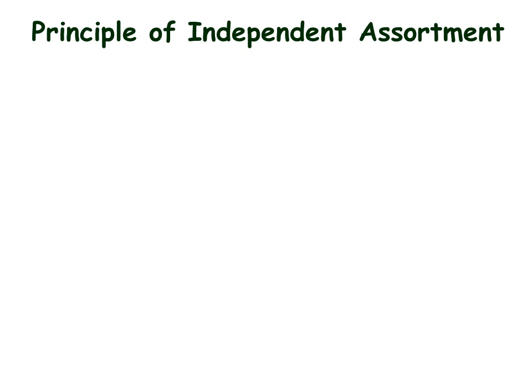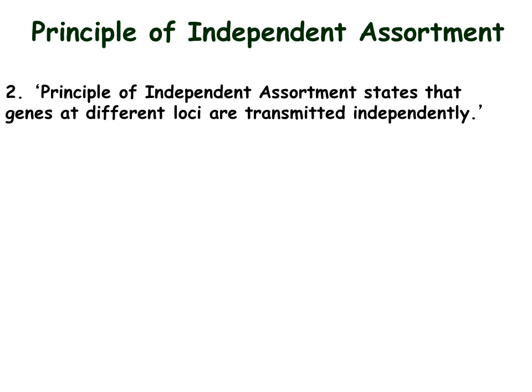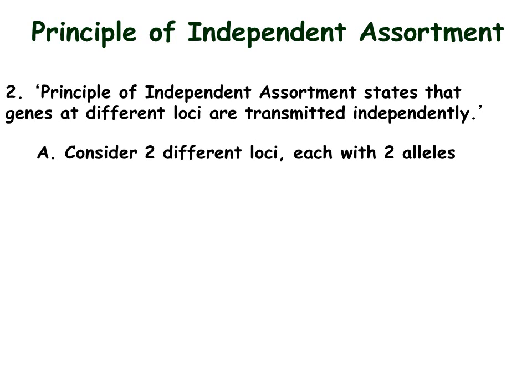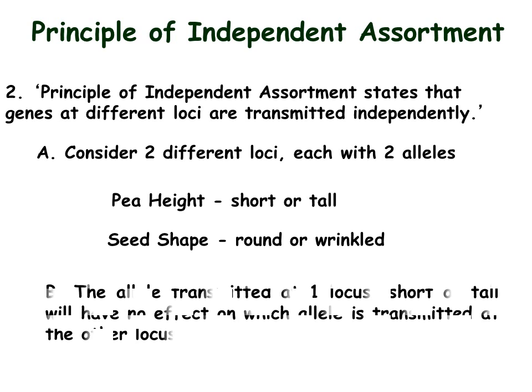The other principle that Gregor Mendel noticed was the principle of independent assortment. This states that genes at different loci, loci, of course, we've already mentioned, is the plural for locus, and locus is talking about location. So genes at different locations are transmitted independently. So consider 2 different loci, each with 2 alleles. Pea height, short or tall, and seed shape, round or wrinkled.